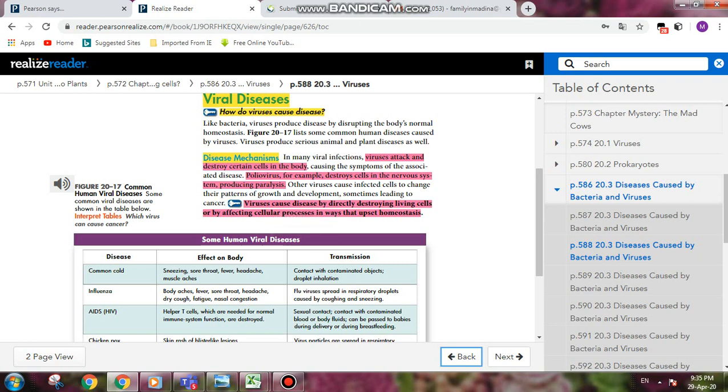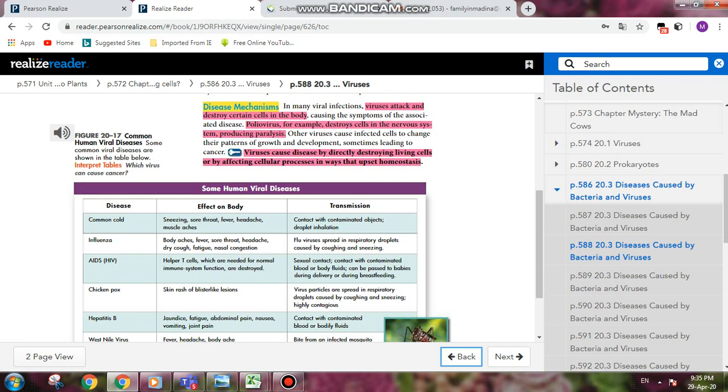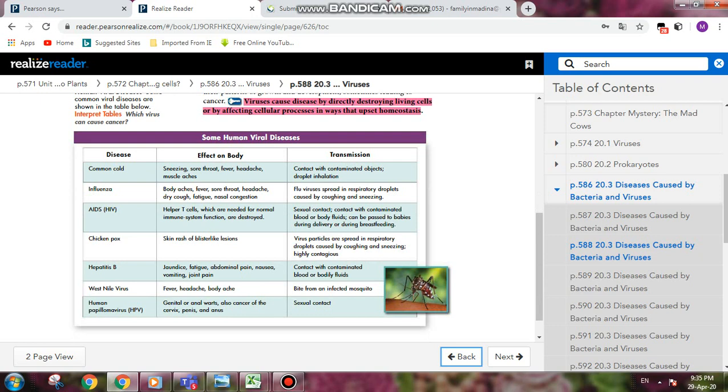Also, we say viruses cause disease by directly destroying living cells or by affecting cellular processes, the same way as bacteria do, in ways that upset homeostasis or disrupt the stable environment inside our bodies.